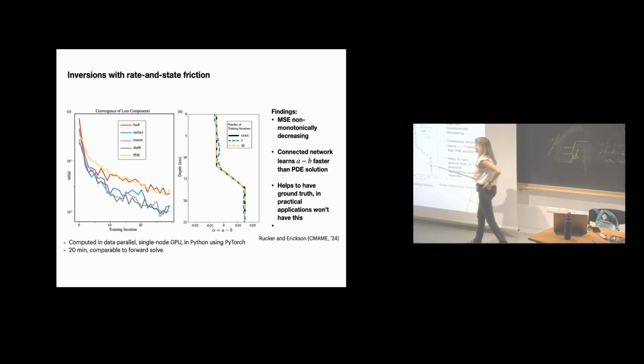On the left, I'm showing the mean squared error as a function of training iteration. You can see that it is non-monotonically decreasing. And then over on the right, I'm showing the exact depth distribution of the A minus B parameters versus the machine learning model output from the first training iteration in blue, and the 30th training iteration. So you can see it converges actually rather quickly. You also have to solve for the interior displacements as well, and that's what takes so many iterations down here.